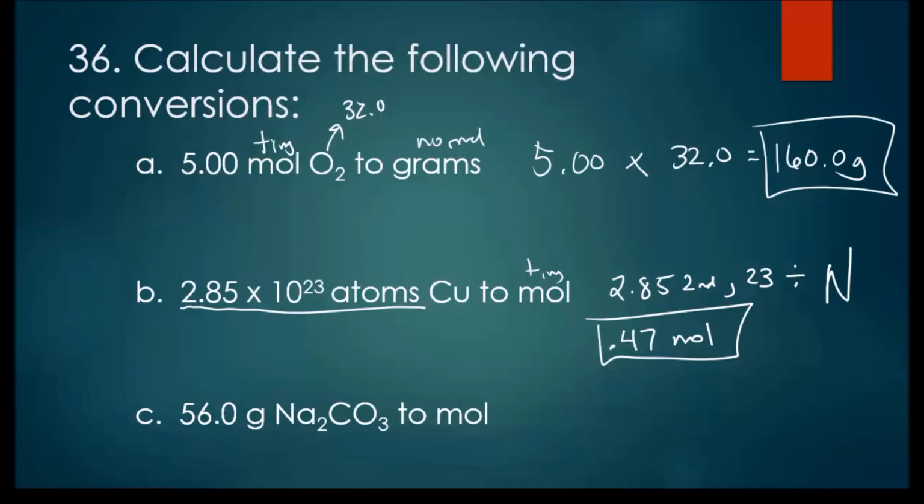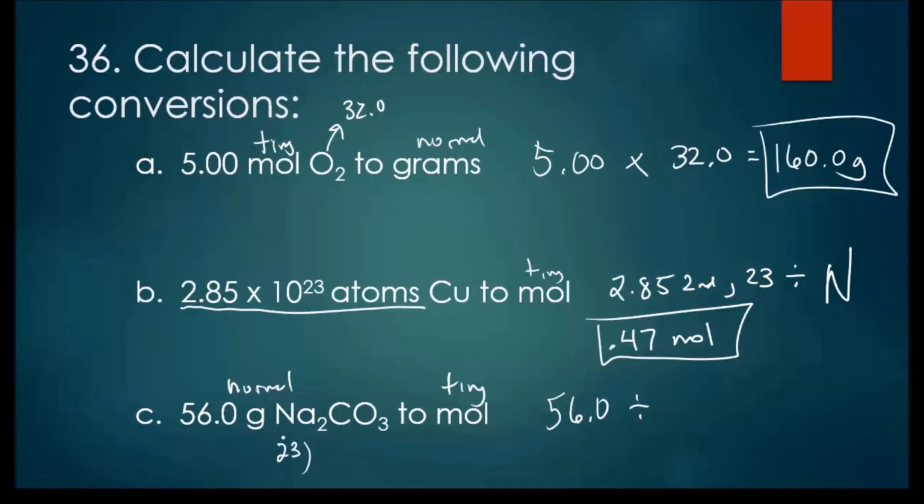Letter C. I'm giving you an example of each type so that you can do your homework. Grams is tiny, normal, or huge? Normal. Mole is tiny, normal, or huge? Tiny. So we're going down. So we're going to have to take this number and divide by Avogadro's number or formula mass. Formula mass. Okay.